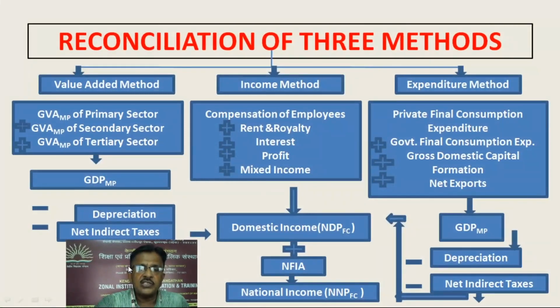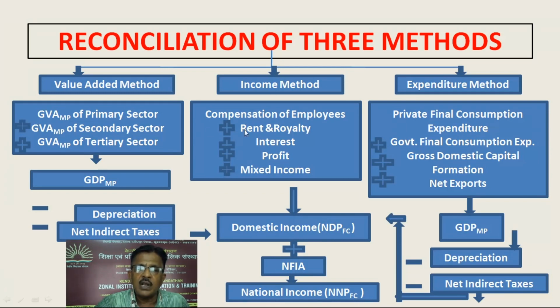The reconciliation of the three methods: value added method, income method and expenditure method. So in the value added method, we have the gross value added at market price by the primary sector, by the secondary sector, by the tertiary sector. All these three are added to get the gross domestic product at market price. From gross domestic product at market price, if we deduct the depreciation and the net indirect taxes, we get the domestic income, that is net domestic product at factor cost. To net domestic product at factor cost, if we add this NFIA, we get the net national product at factor cost, that is national income.